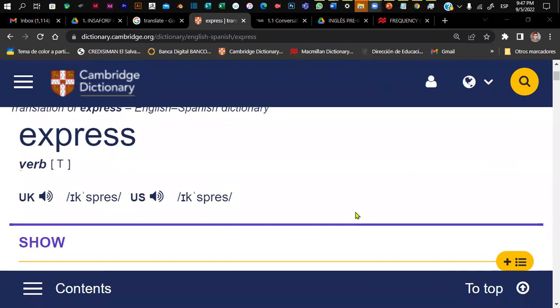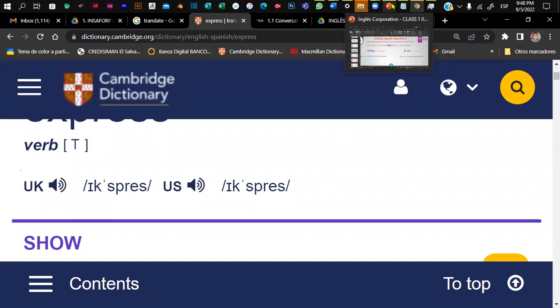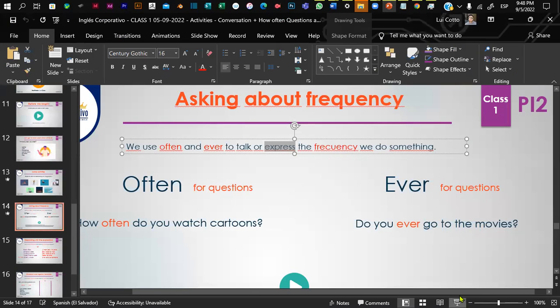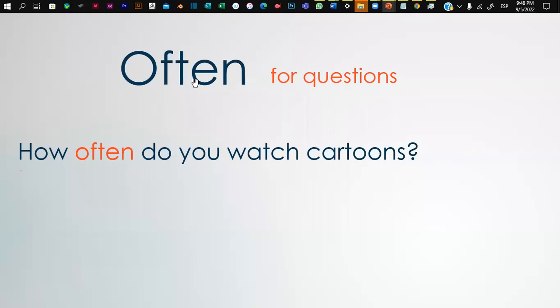Express. Okay. Don't worry, Carlos. It's fine. It's on the second syllable. See? Where is the apostrophe? On the second. So, express. Repeat it. Express. Okay, good. In that way, you improve. Así se mejora el speaking. Investigating, repeating, practicing. Good.